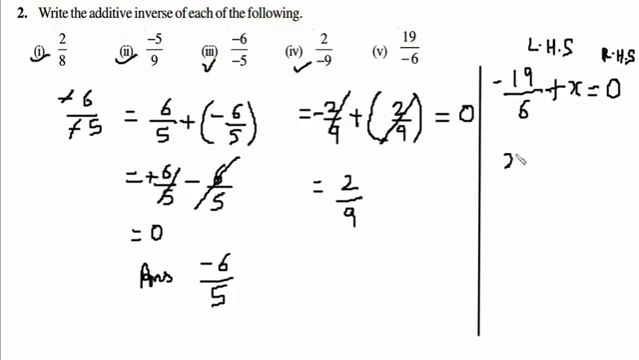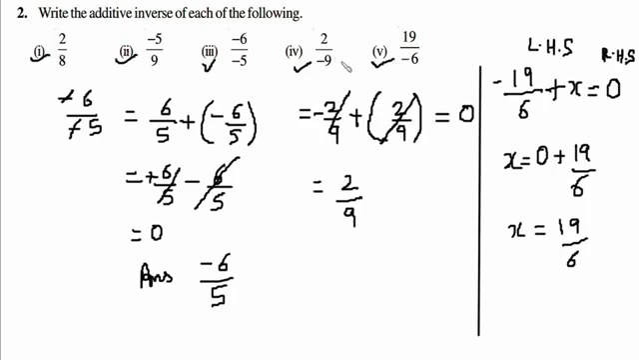Let's keep x here. So there we have 0, so you can write 0. When you move this term towards the right hand side, the sign gets converted. So negative becomes plus, so we'll write plus 19 over 6. Actually 0 has no value, so x equals 19 over 6, and this is your required additive inverse. And that is your last part of question number 2.